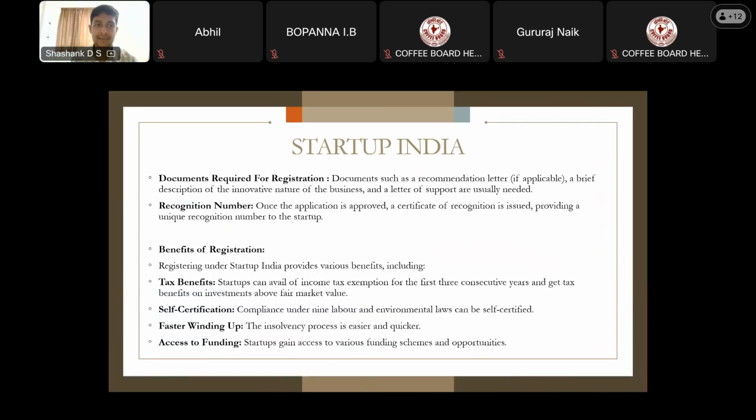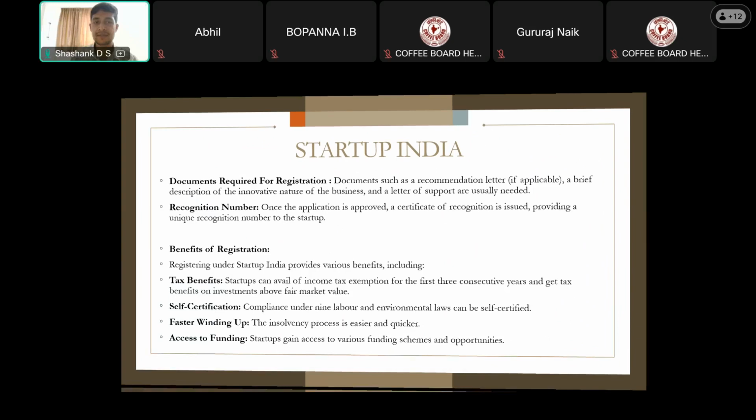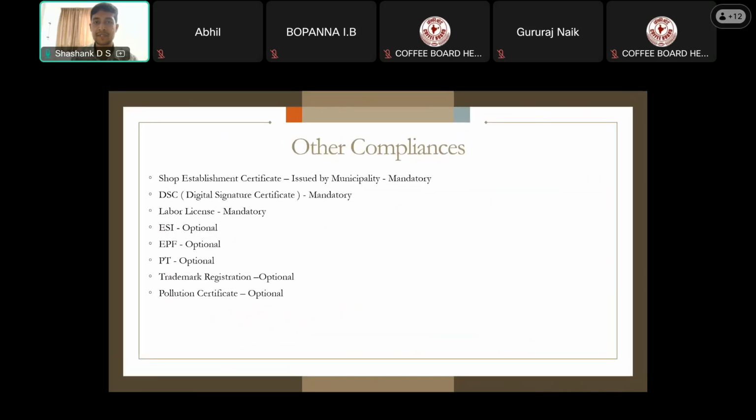So there are various other benefits apart from tax benefits. Various compliances can be self-certified and do not require any professional attestations. Also, in case of access to funding, you will be given a platform to participate in investor forums. So there are various opportunities which you can stay tuned to by following the Startup India website.